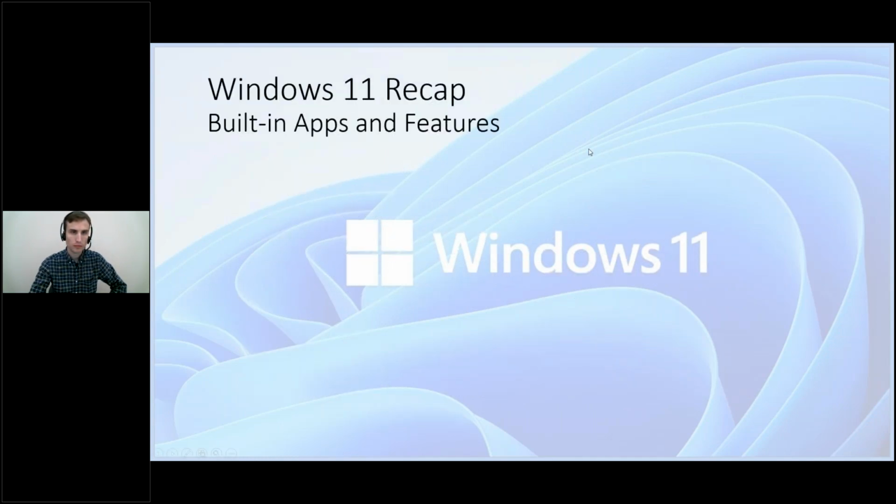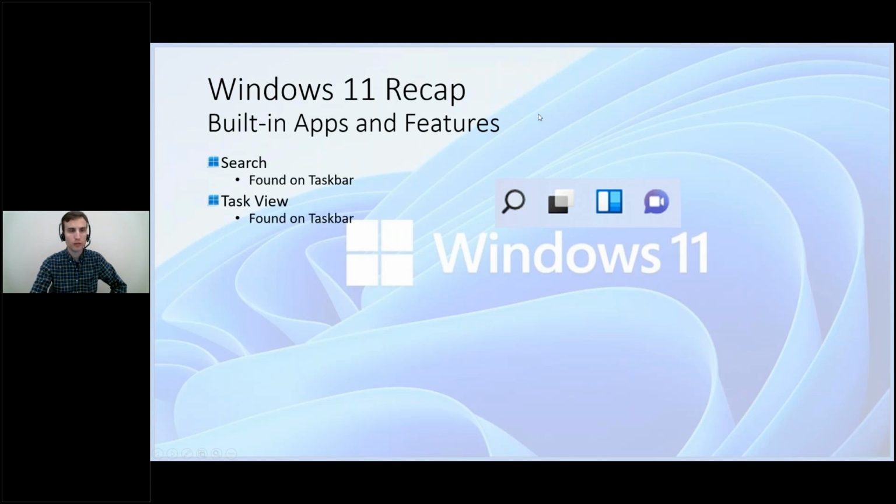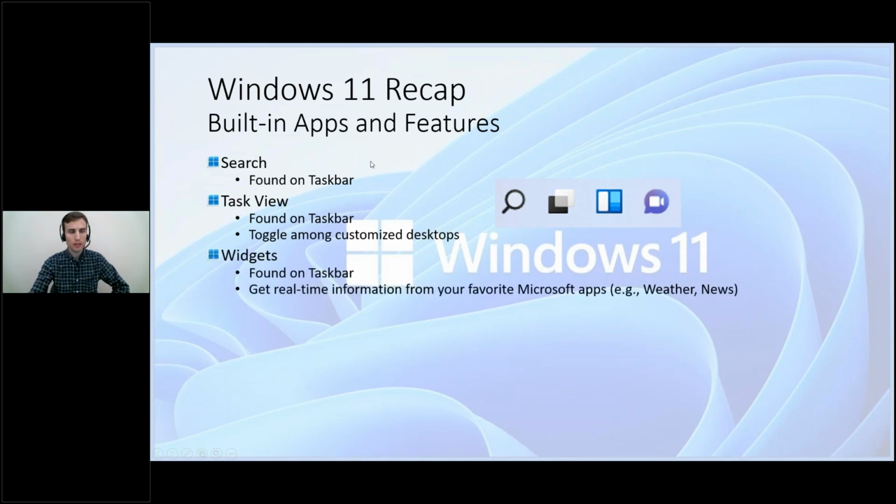All right, and just to go over them again real quick, those built-in apps and features. Search tools found in your taskbar. Task view, also found in your taskbar, allows you to toggle among customized desktops. Widgets, found in your taskbar. You get real-time information from your favorite Microsoft apps. And widgets can be added, removed, and customized.